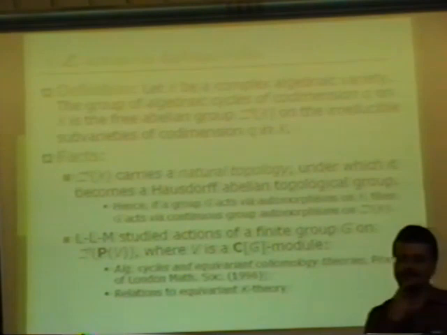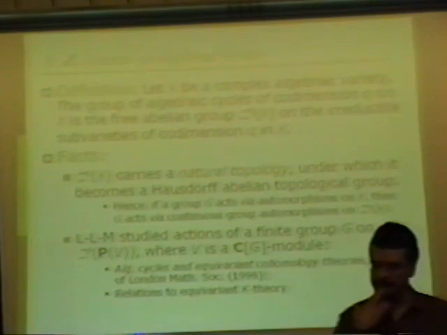It has a nice natural topology that can also have several different algebraic geometric descriptions. For example, if a group acts by automorphisms on a variety, then it acts on algebraic cycles by continuous groups of automorphisms. So Blaine, Mahalis, and I studied actions of finite groups on cycles on projectivizations of representations, for example. That has very interesting connections to equivariant cohomology and relations to equivariant theory and characteristic classes for such things. But those are actions by automorphisms on projective spaces.